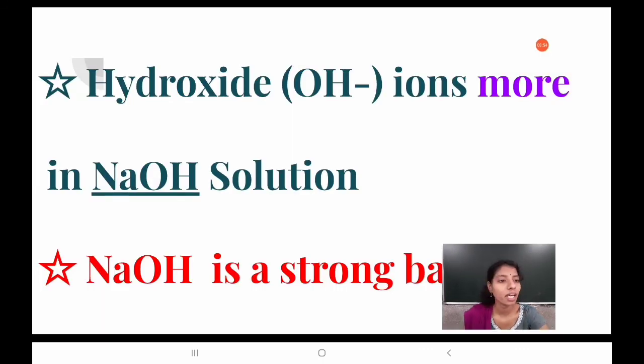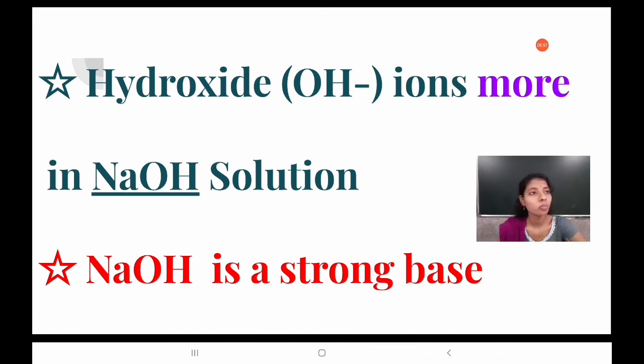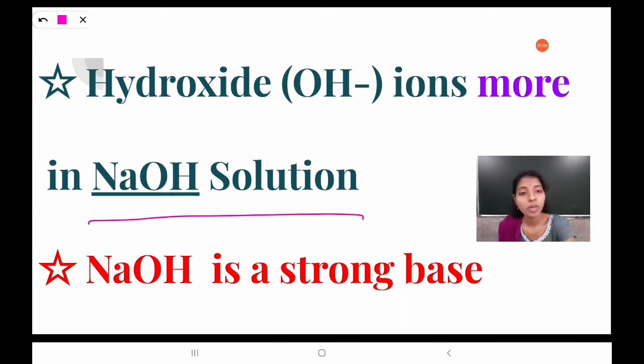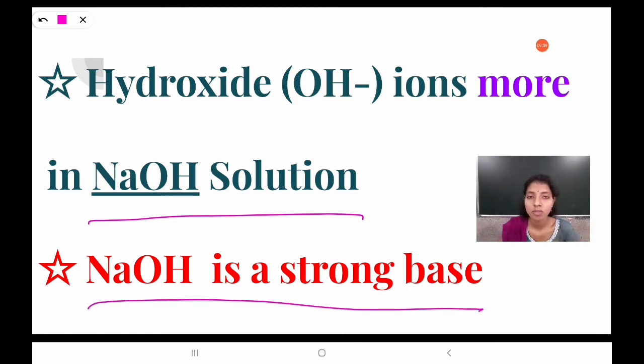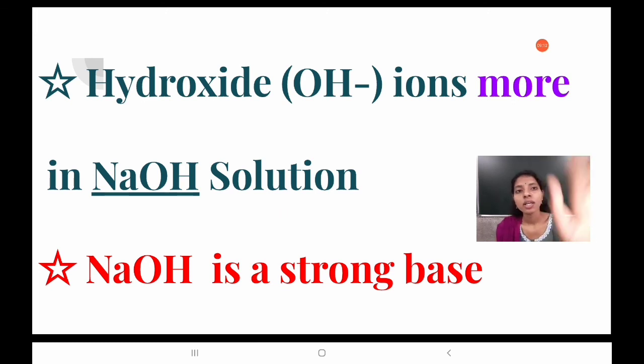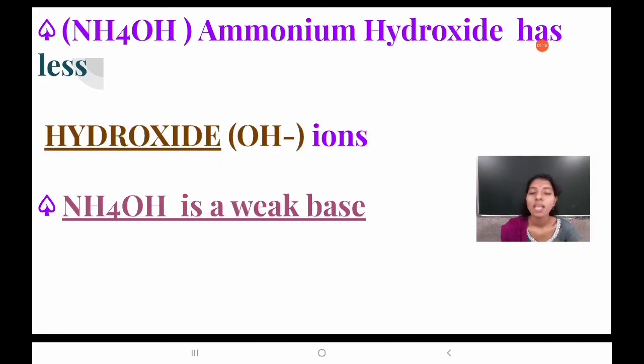So here we can see that hydroxide ions are more in NaOH solution, nothing but sodium hydroxide. So we can say that sodium hydroxide is a strong base, and the hydroxide ions are fewer in ammonium hydroxide. So we can say that ammonium hydroxide is a weak base, right? This is about the acid and base solutions when they are mixed with water, how they are conducting electricity, right?